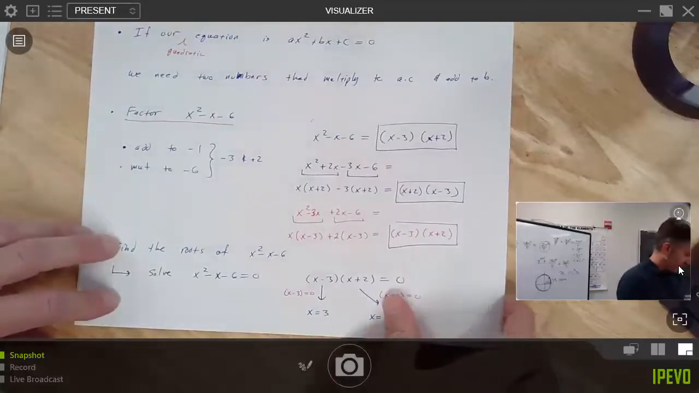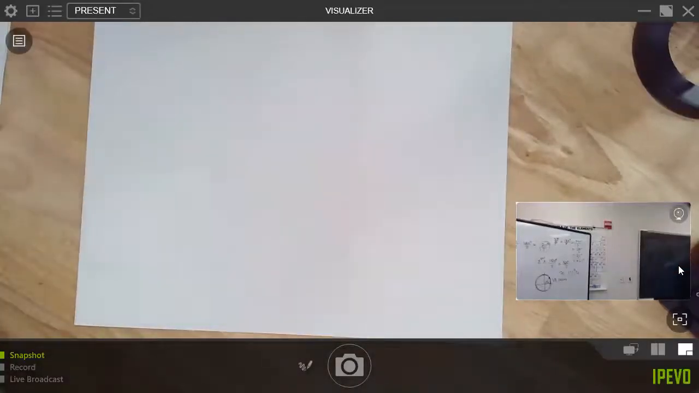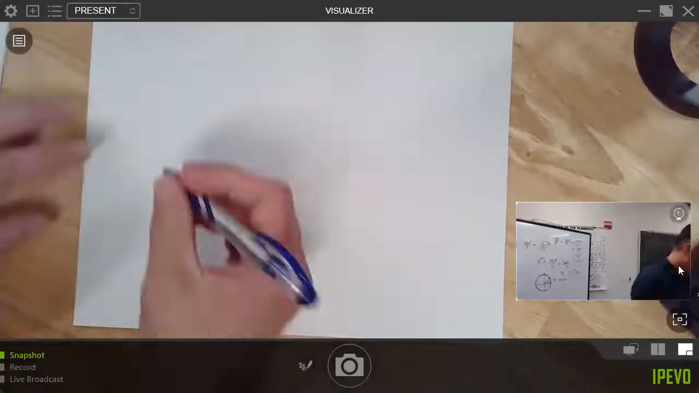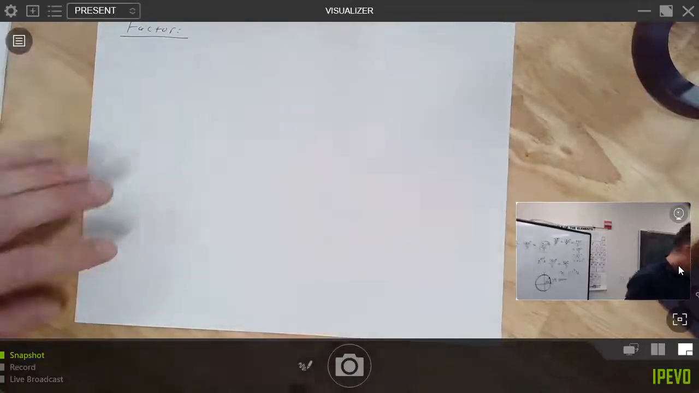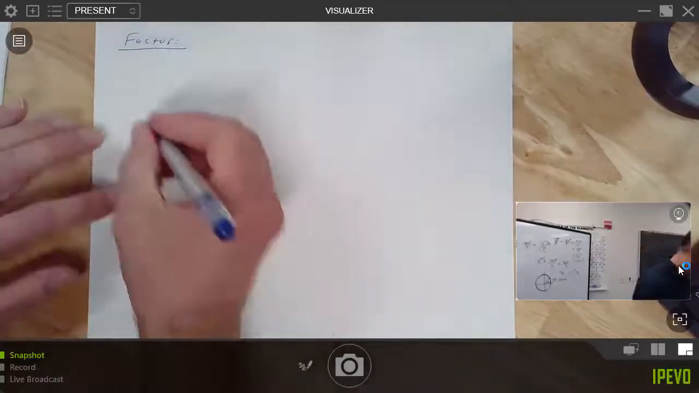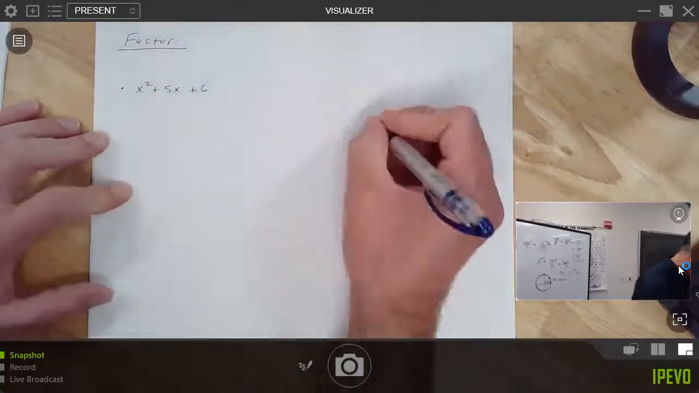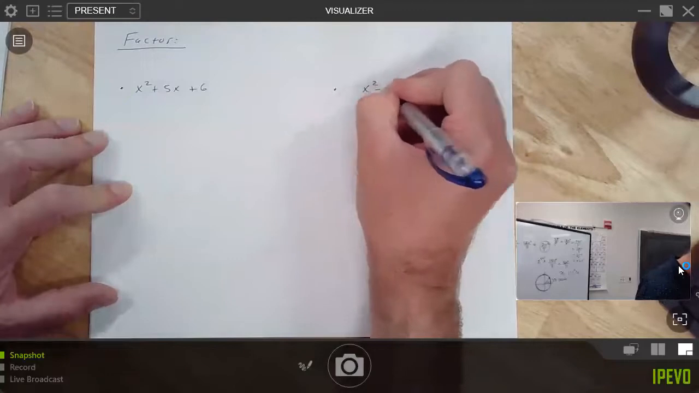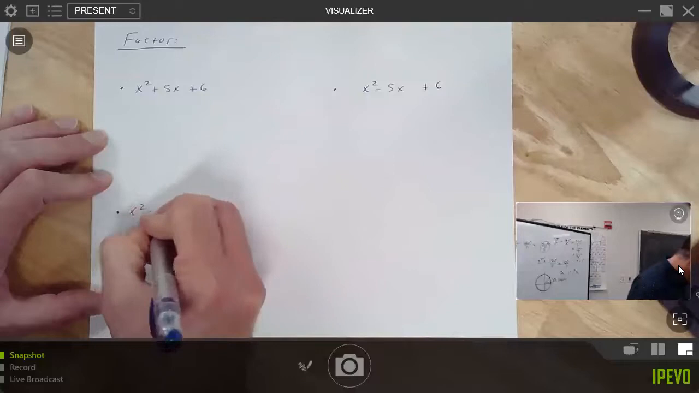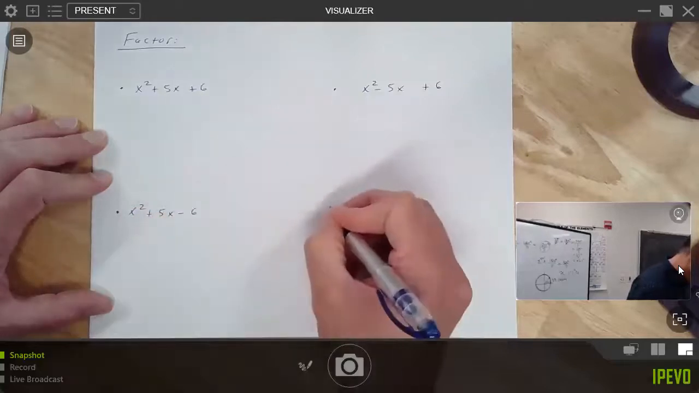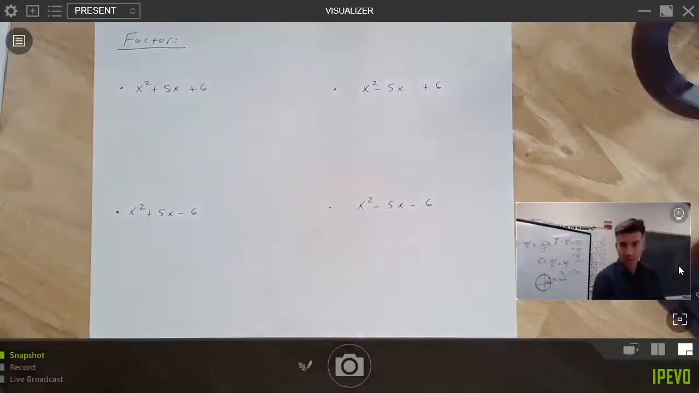So let's do some factoring where we don't actually solve any equations. We're going to factor the following. I'm going to start off with one of my favorite examples. We're going to factor the following 4 things. We have x squared plus 5x plus 6. And then over here, x squared minus 5x plus 6. And then down here, x squared plus 5x minus 6. And over here, x squared minus 5x minus 6. We're going to factor each of these.